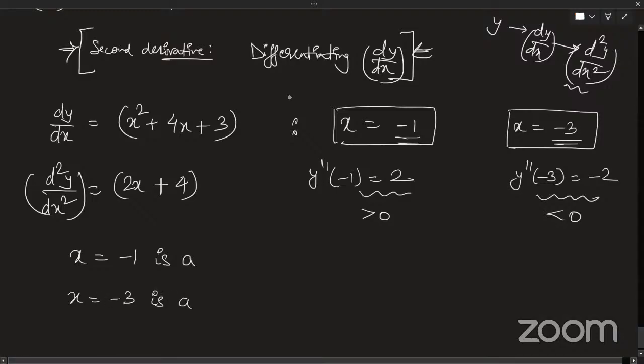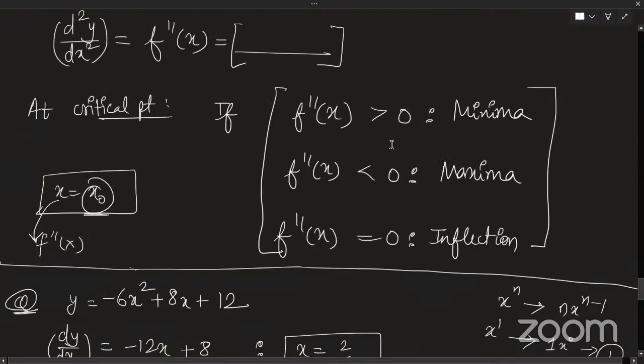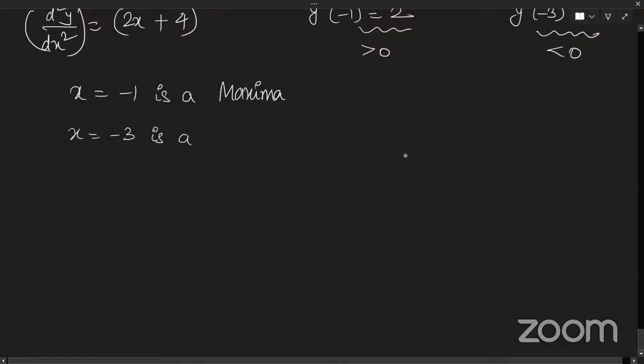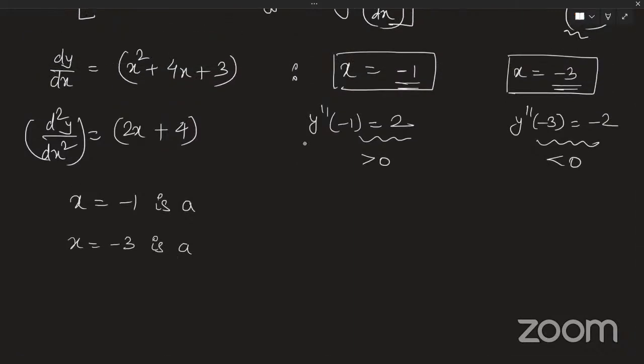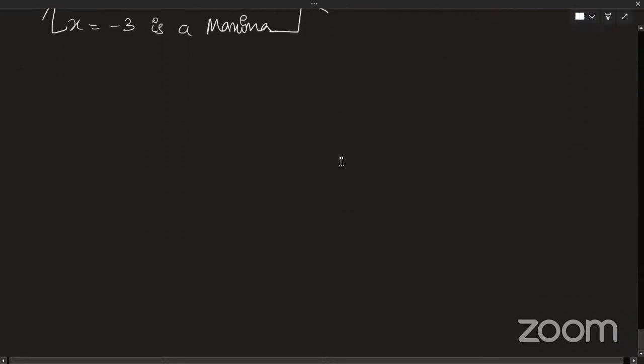Max. See, now only I have taught you, na? If f double dash x is positive, it is minima. If f double dash x is negative, it is maxima. So what is it? Maximum. Oh, okay, sorry. It is a minima, right? And this is a maxima. You get that, right? समझ आया ना सबको? Yes, sir. How we did it? Yes, sir. Okay, great.